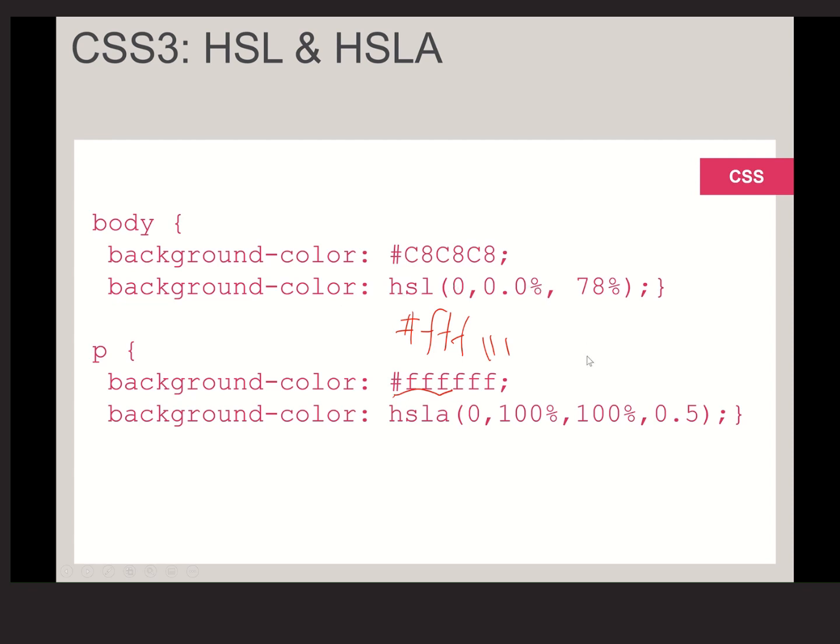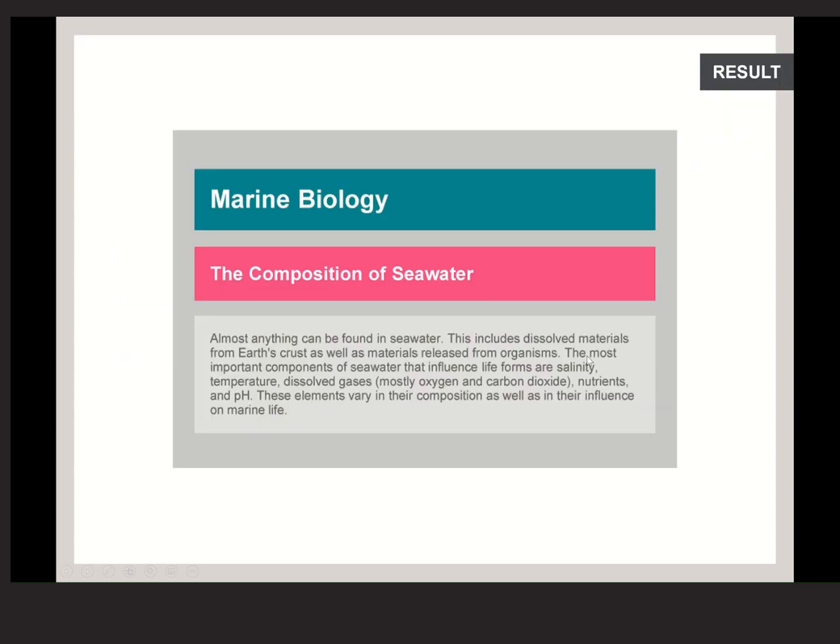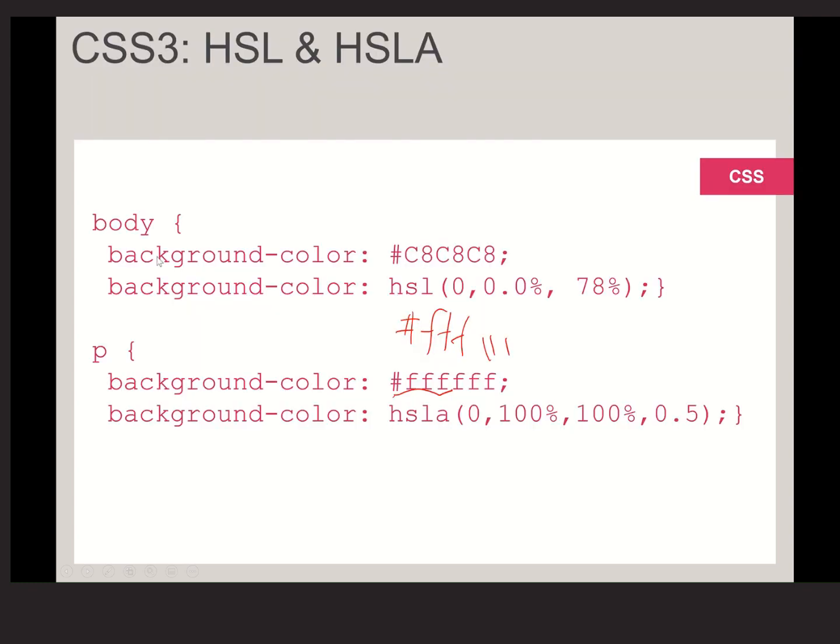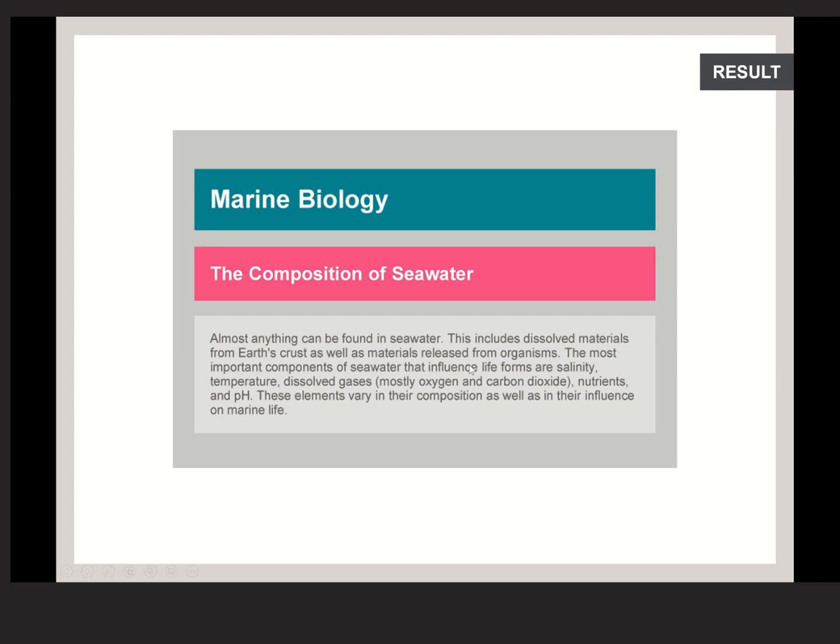That's it. So we can see the final result is like this. Basically, we just assign white background colors to different things, body and paragraph. Okay, body will be like this, and the paragraph this one. Okay, we see the demo.